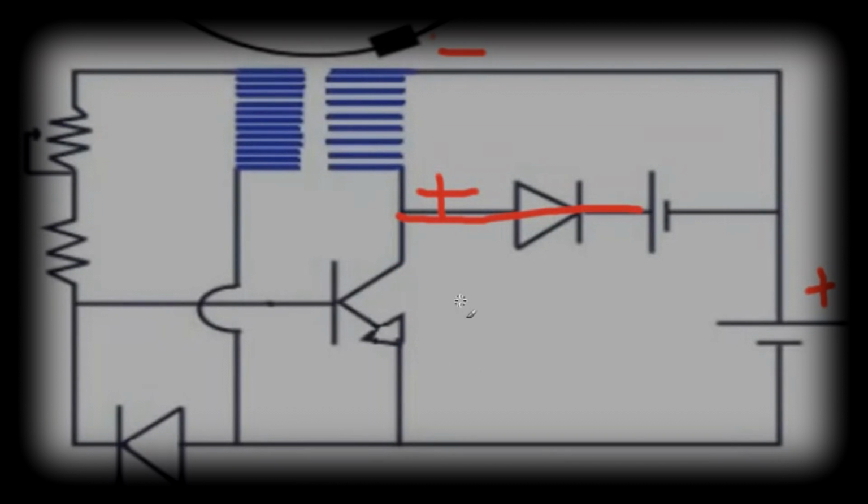In other words, this plus potential cannot get over to this side when the switch is open. So it's forced to go through this battery to reach its minus potential on the other side of the battery. And that's how the flyback charges the charging battery during the off cycle of this transistor.